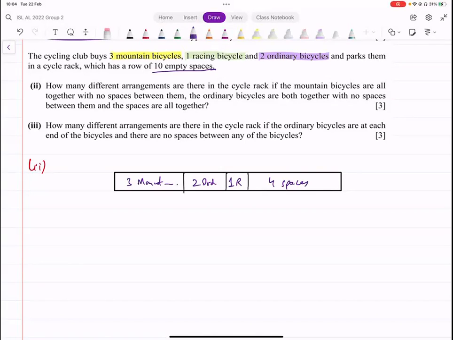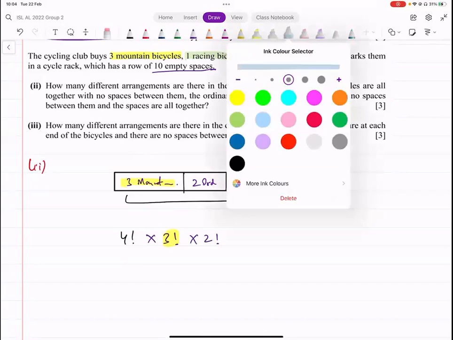How many ways can we arrange this now? Outer boxes देखें कितने हैं आपके पास? 4. इन boxes को arrange करने के कितने ways हो जाएंगे? We've got 4 factorial for the boxes. ठीक है? ये clear है? What about mountain bicycles? इनको arrange करने के कितने ways होंगे? 3 factorial. So we multiply by 3 factorial for the mountain bicycles. What about the ordinary bicycles? 2 factorial. So we multiply by 2 factorial for that.